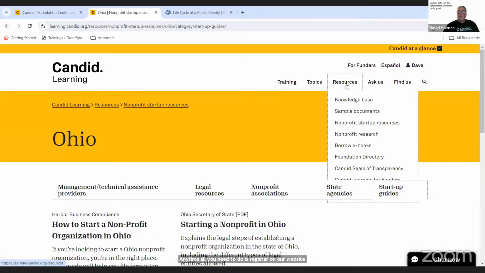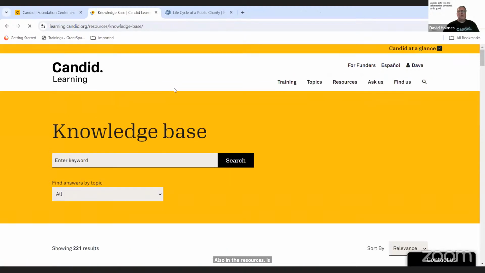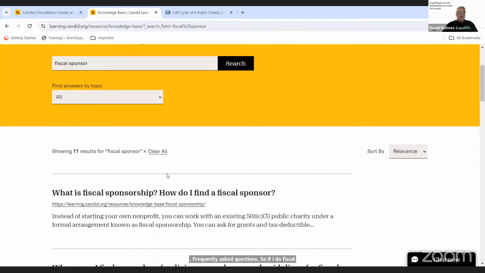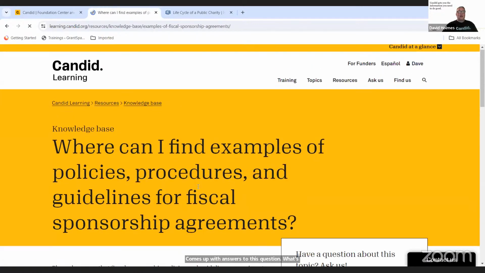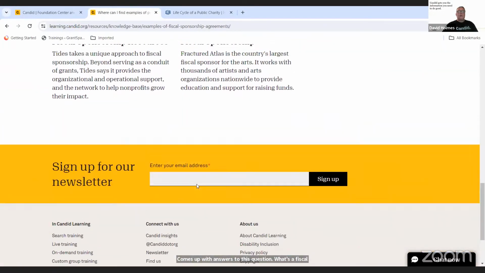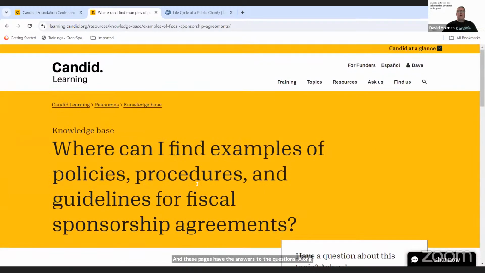Also in the resources is what's called our knowledge base. The knowledge base is simply the answers to the most frequently asked questions we get. So if I do fiscal sponsor and do a search here, it comes up with answers to this question. What's a fiscal sponsorship? How can I find examples of policies and procedures? And these pages have the answers to the questions along with the best websites that we know of. And they're all free resources.